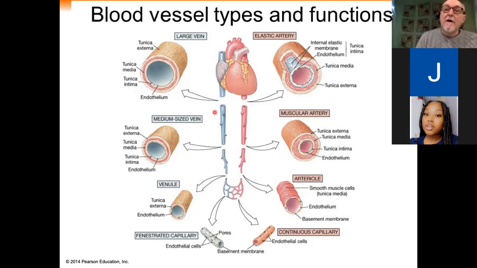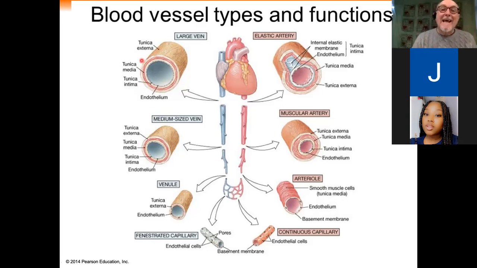So these are veins here, and these are the arteries here, and you immediately notice that the arteries are thick-walled, and the veins are not. They both have basically the same anatomical structure. That is, they have basically 3 layers.